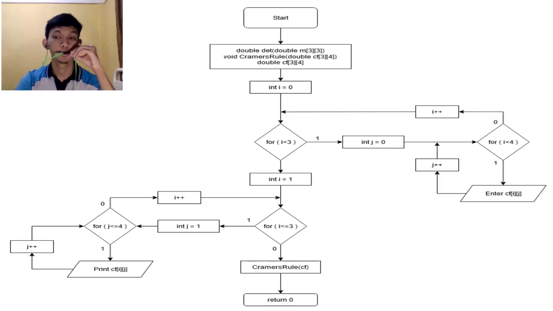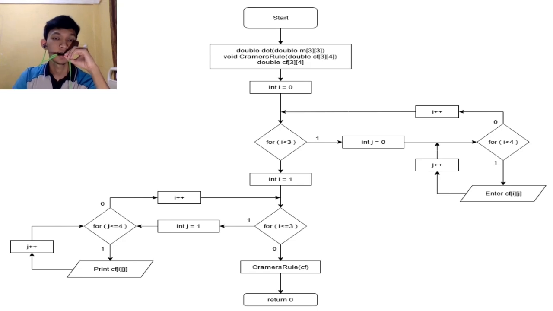So for question 6, we're going to use Cramer's rule to solve the problem. Firstly, we need to create two methods, which are double det and Cramer's rules. So this is the flowchart of the main function. Firstly, we need to create a two-dimensional array that we call CF. Basically, that array is used for storing the coefficients of the linear equations.